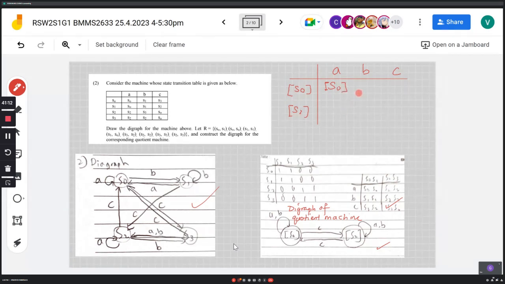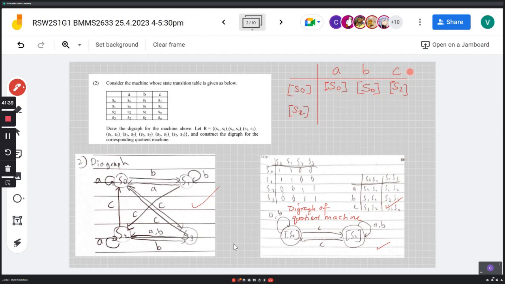Then the input B, it will go to S1, but S1 and S0 are the same class. So here is still S0. And this input C, right? The C here is S3. But S3 is the same class with S2. So we will write here as S2, because we use the 0 and 2 here.